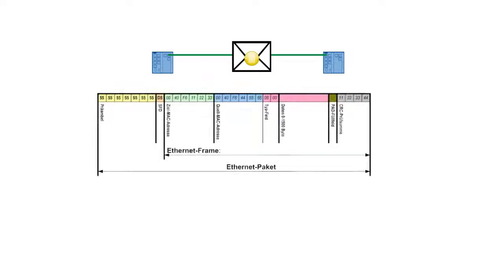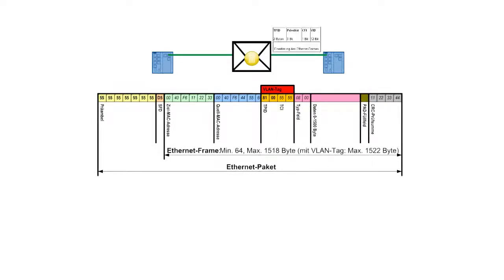VLANs are realized by supplementing the Ethernet telegram with a small data block, a so-called VLAN tag. This is a byte sequence in which one ID for the used VLAN and a priority level have been encoded.